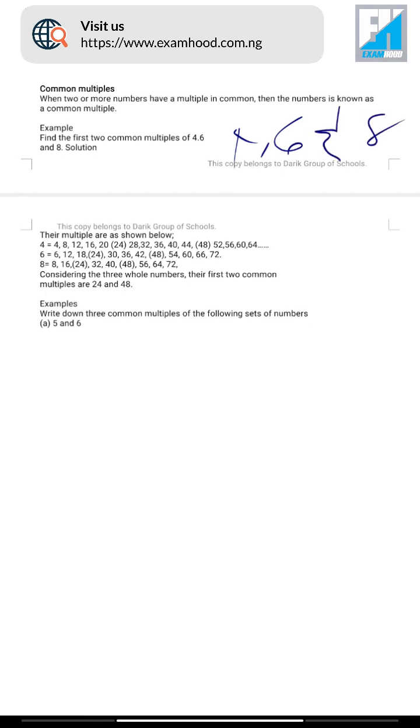When two or more numbers have a multiple in common, then the numbers are known as a common multiple. Find the first two common multiples of 4, 6, and 8. If you look at it here, it has actually been solved for you.